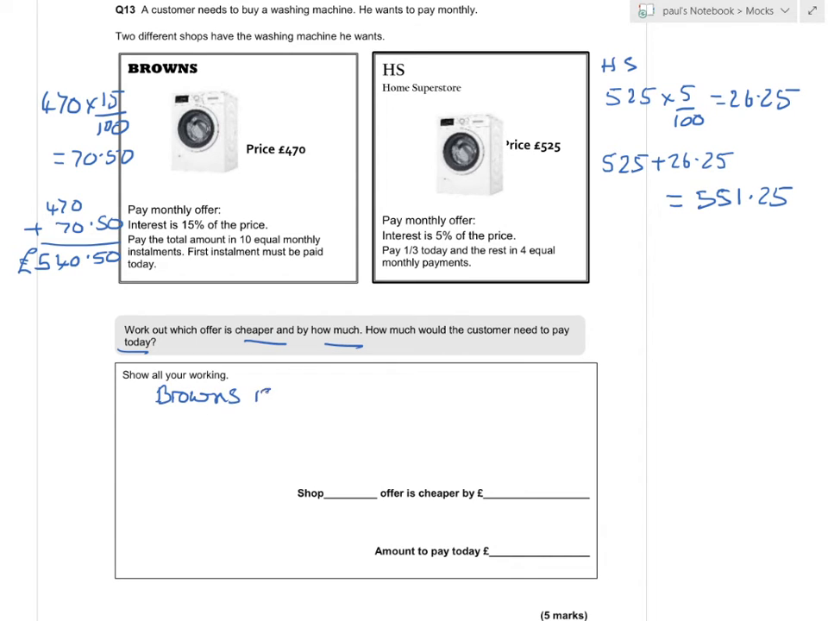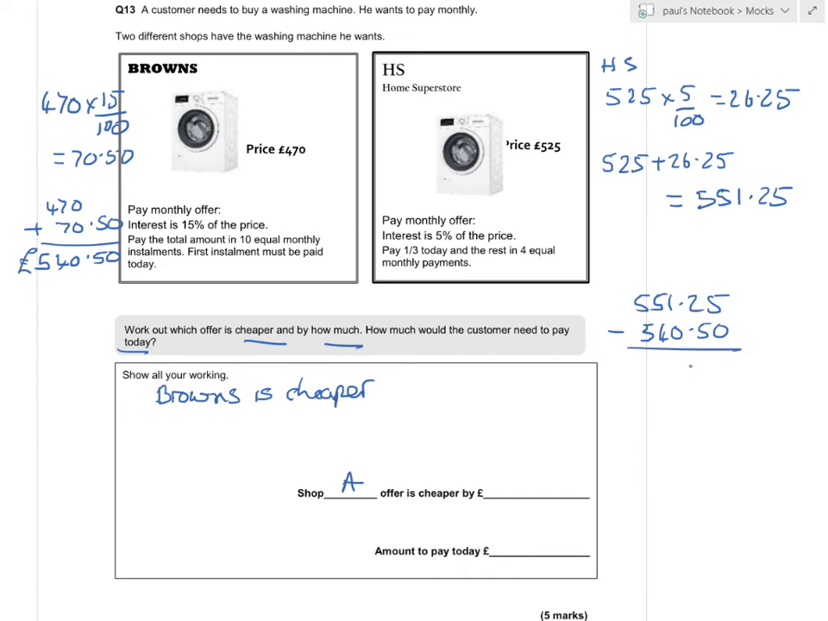Well, I don't have to write that, do I? Brown's is cheaper. I can do shop A. I suppose that's shop A, the one on the left. Now, to find out the difference, we do 55125, take away 54050.